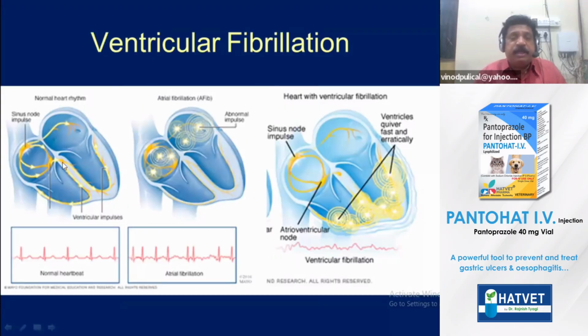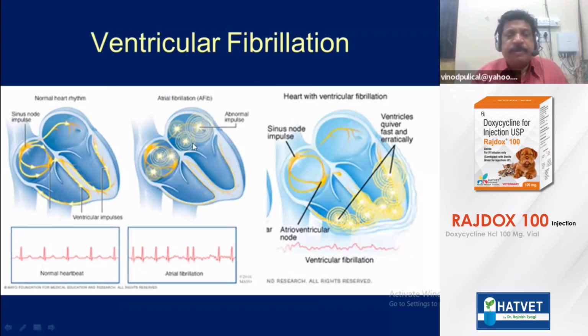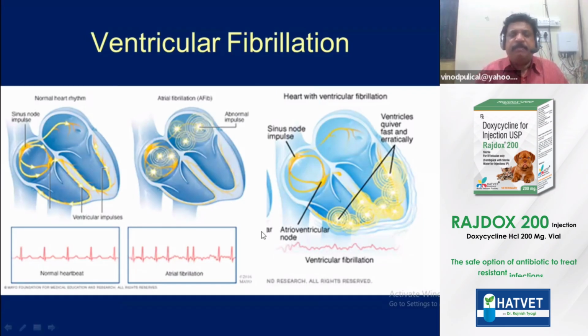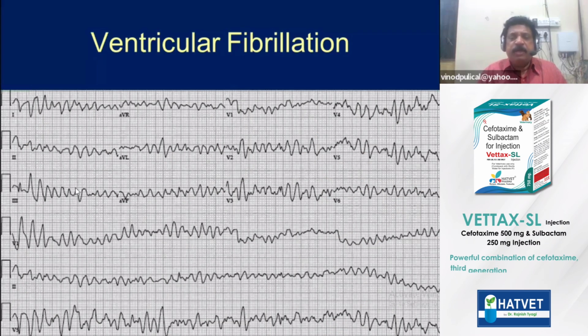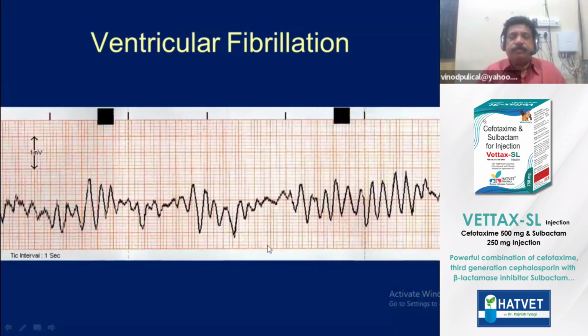And now in this you can see a normal heart rhythm, and here you can see atrial fibrillation, and here you can see ventricular fibrillation. Here you can see the atrial fibrillation with the fibrillation waves, and for ventricular fibrillation you can see the ECG pattern. See, the ECG pattern looks like this in VF, in ventricular fibrillation. The patient will immediately die if defibrillation is not done. Immediate defibrillation is needed in this case.